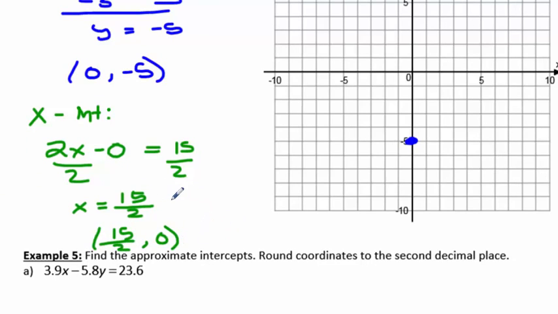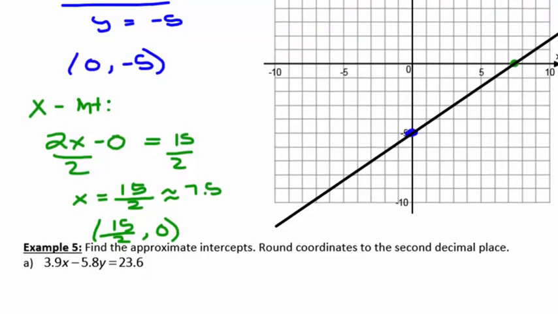Now it's convenient to think about 15 halves as a decimal so I can figure out where that is on the graph. So I know that's about 7.5. So if I find out where 7.5 is on my graph, that's where I'm going to plot my x-intercept. And once again, we'll connect those to get the graph of the line. So your finished line should look about like this, going all the way through the graph and connecting the two intercepts.